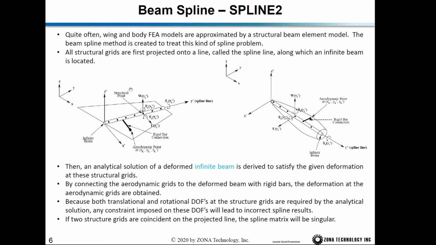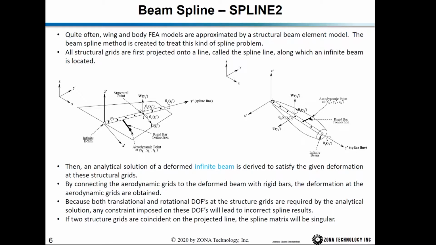The beam spline is used if the structural model is a beam, and you want to use a beam spline to spline this structural deformation to the aerodynamic panels, like on the ZONA7 or on the BODY7. So all structural grids, you have to define first. You have to define a spline axis. Okay, and then the program will fit an infinite long beam into this spline axis.